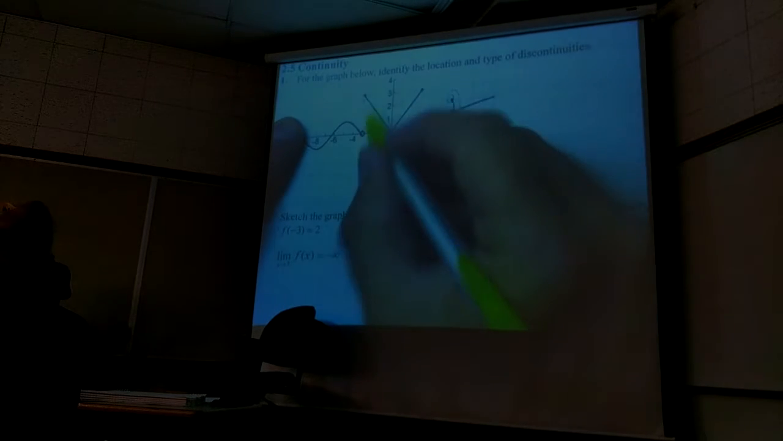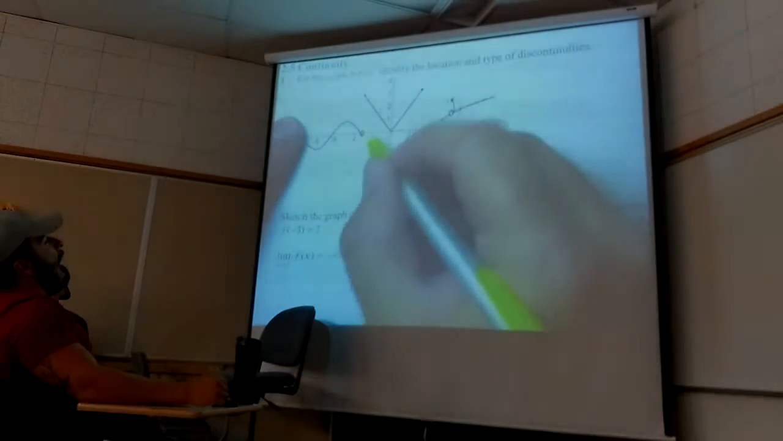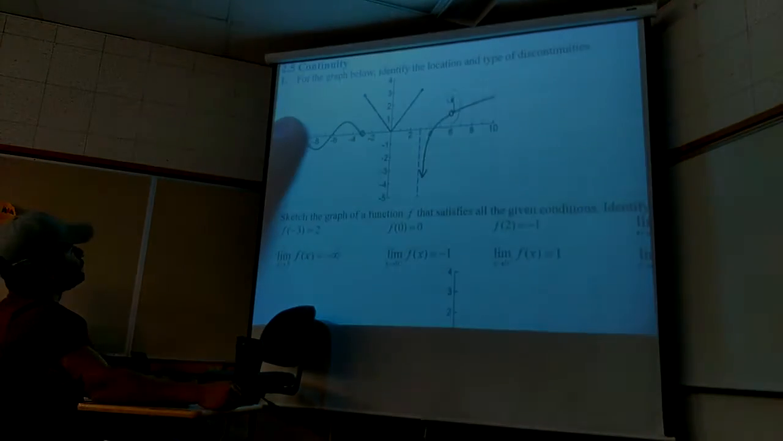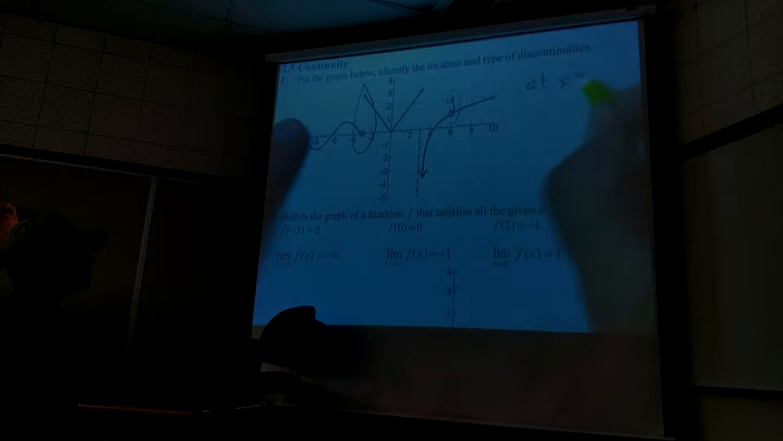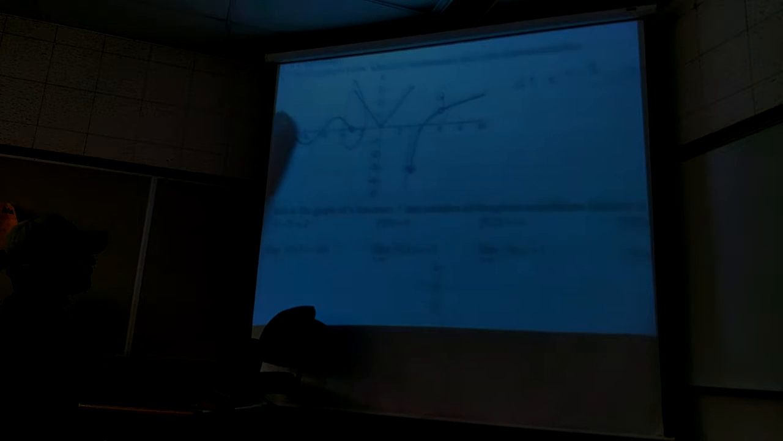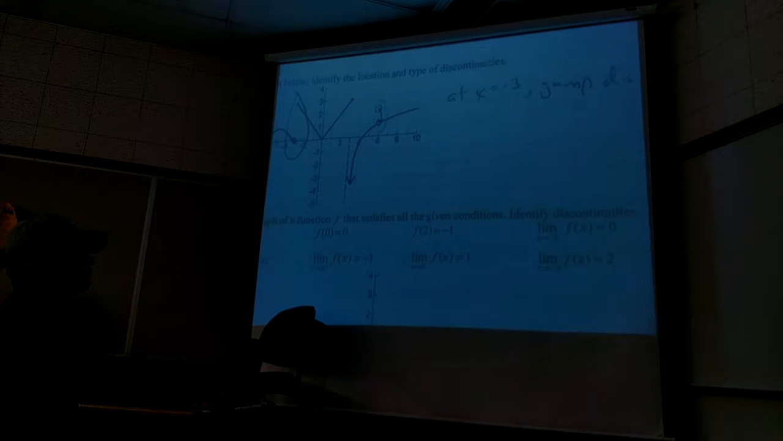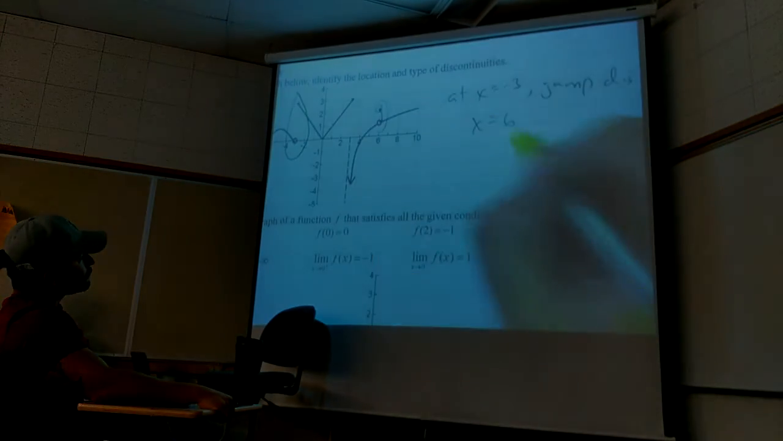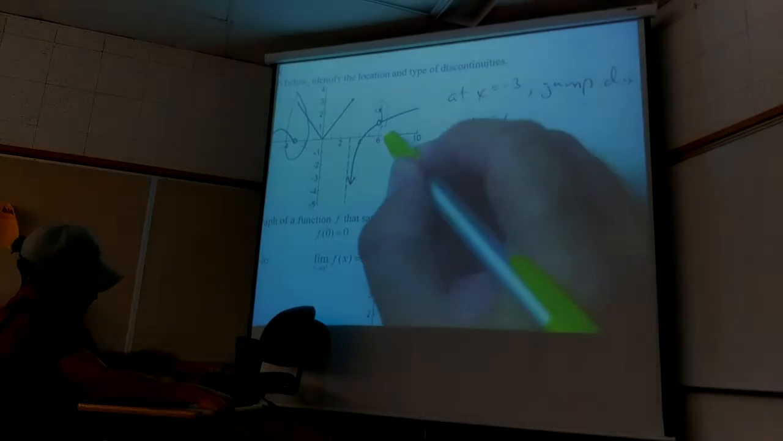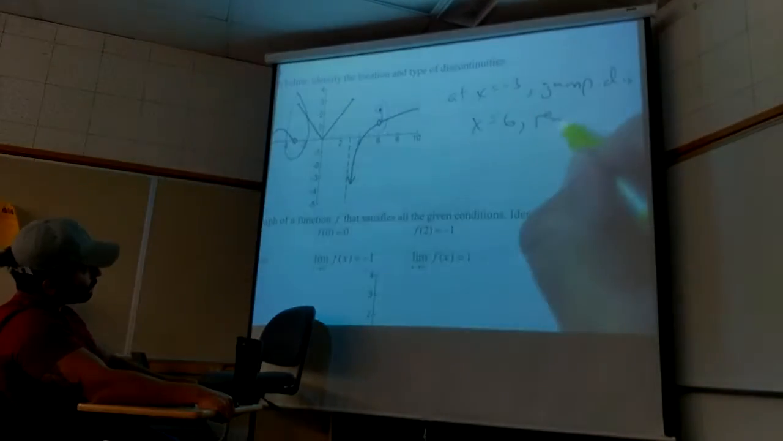A jump is one that has no chance. There's no way you can connect those by just defining what a point is somewhere. There's no way. So this, at x equal -3, there's a jump discontinuity. At x equal to 6, there's a removable.